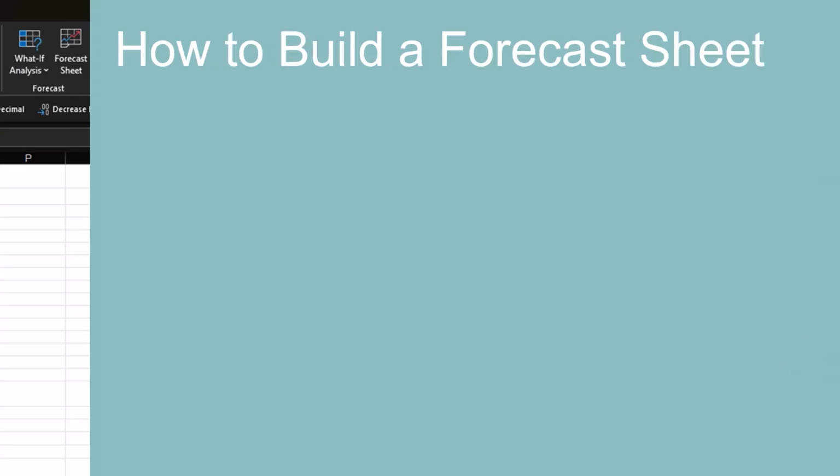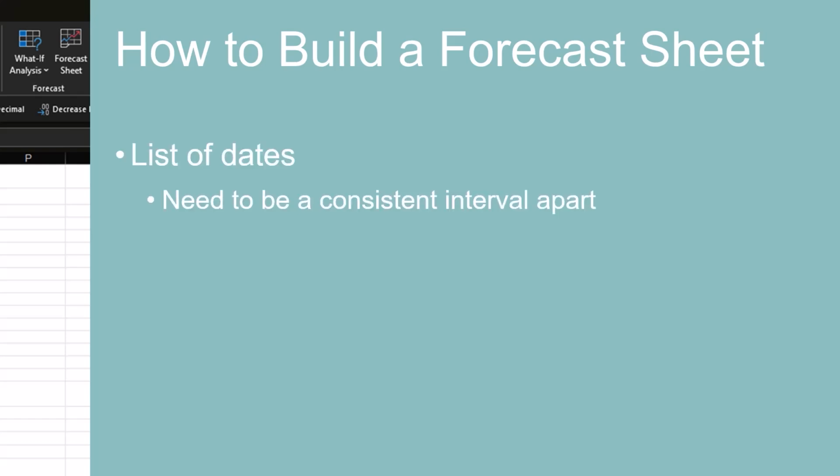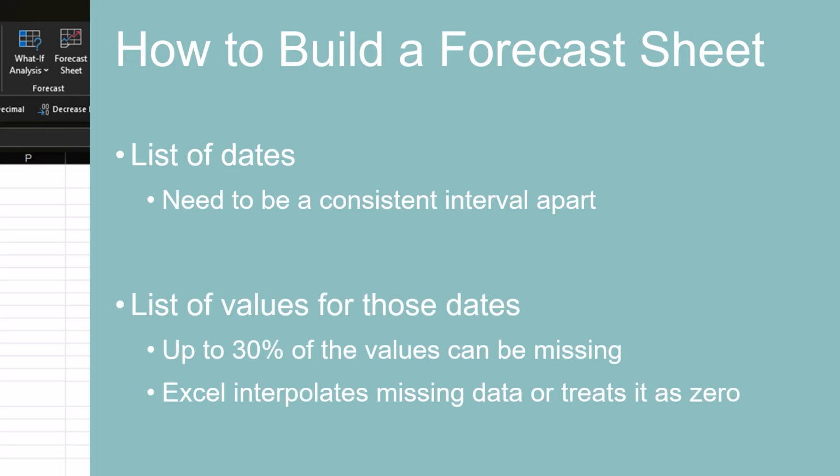You need a data table with 2 variables in it to create a forecast sheet. The first is a list of dates. These dates need to be a consistent interval apart. Using a series of the first or last day of each month isn't exactly a consistent interval since the number of days in each month varies, but it's still fine for this function. The second is a list of values for each of those dates. Excel can make a forecast even if you are missing values for up to 30% of your dates. It uses interpolation to assign values to the dates that don't have values. You can also tell Excel to treat missing values as zeros in the options section, which I'll discuss later.